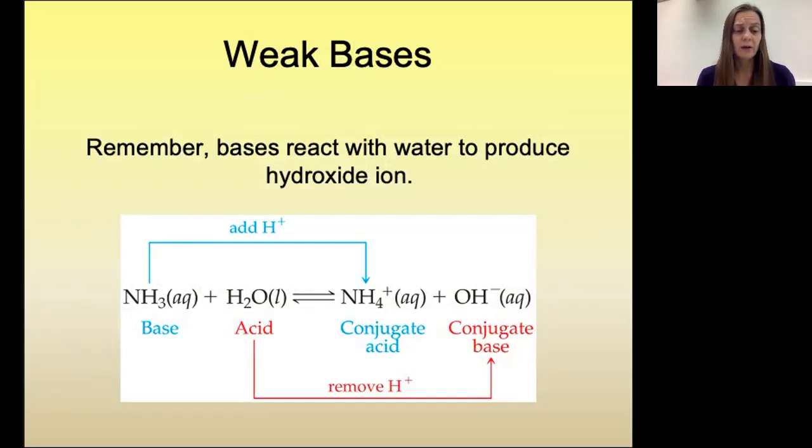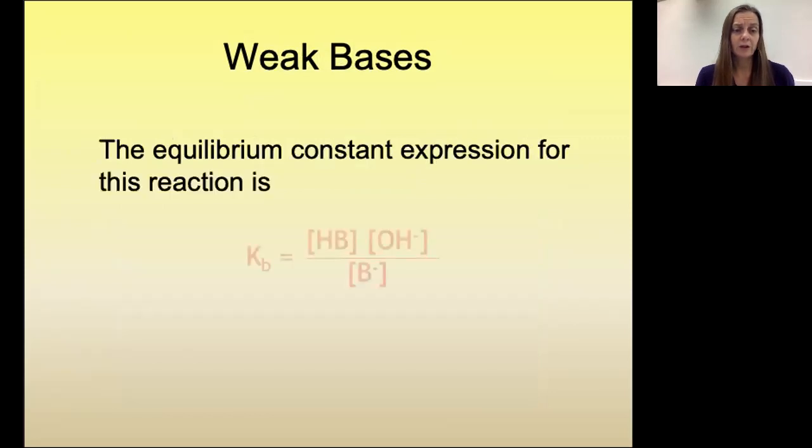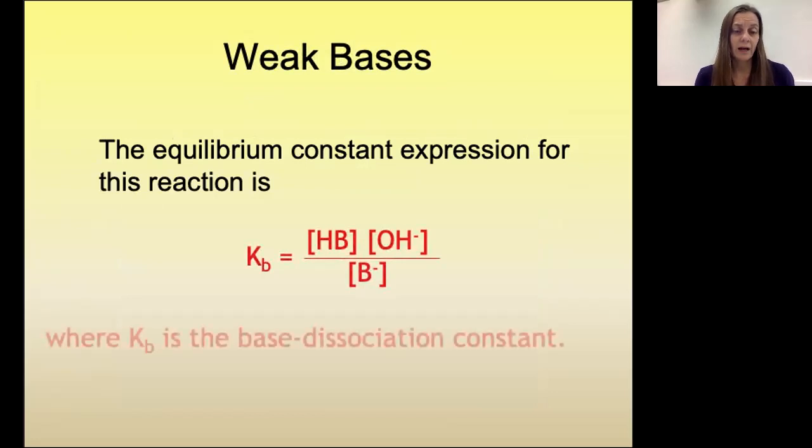So just as we could write a Ka for any acid dissociation, we can write a Kb for any weak base reaction. So our Kb is always going to be the conjugate acid concentration times the hydroxide ion concentration divided by our weak base concentration. And Kb is what we call the base dissociation constant, or the base equilibrium constant.